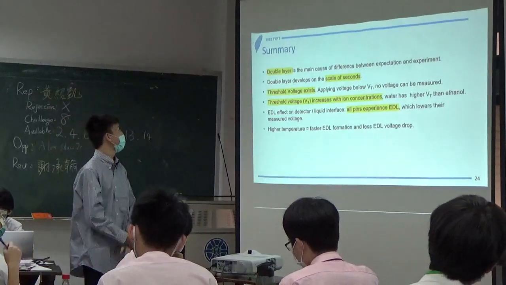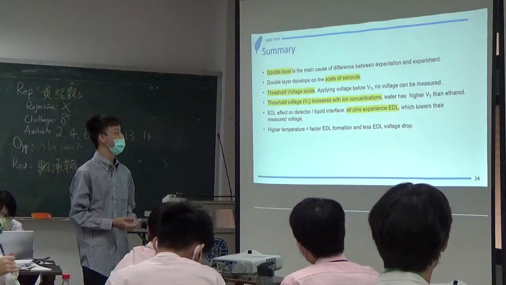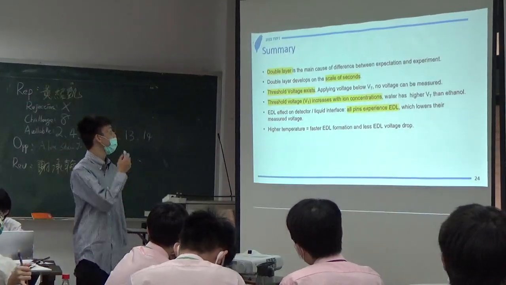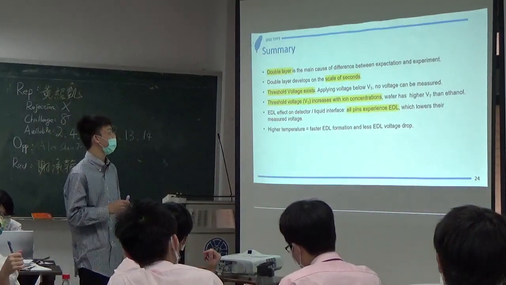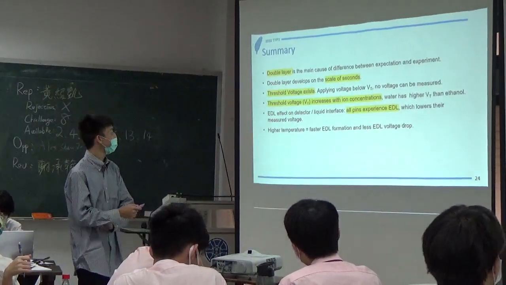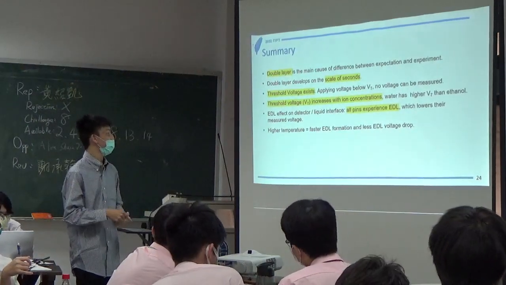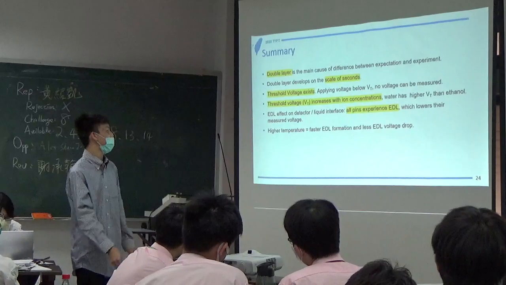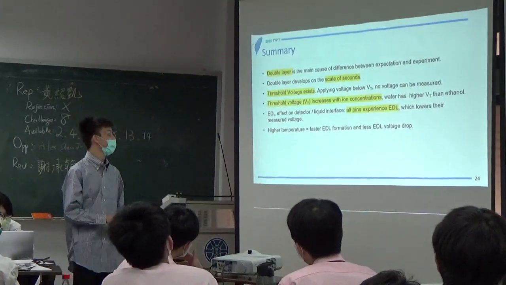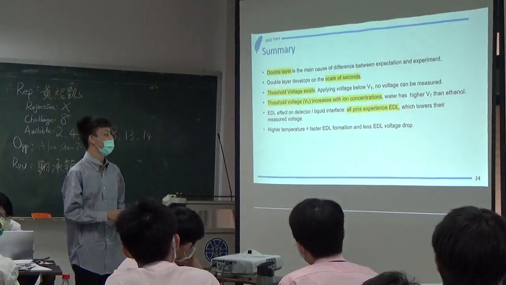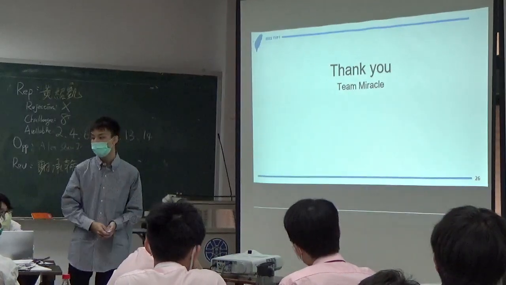Now for our summary, the electric double layer is the main cause of the deviation from our expectation, and it develops on a scale of just seconds, which is very fast. Also there exists a threshold voltage, and when we apply a voltage below that, no voltage can be measured. And this voltage increases with ion concentration. Also, all pins experience EDL, and higher temperature means faster EDL formation. And that's the end of my report.